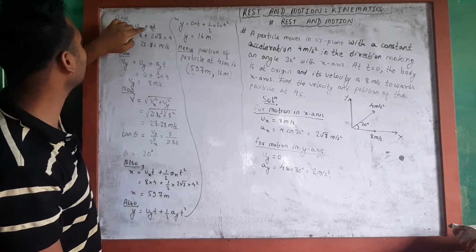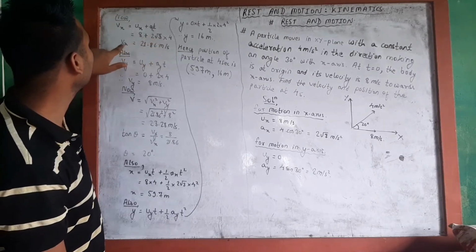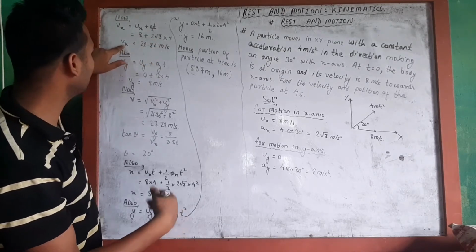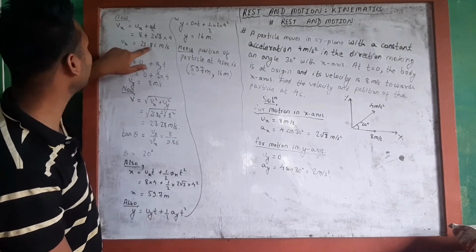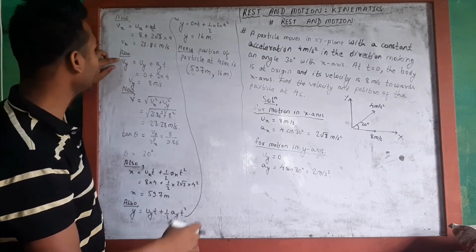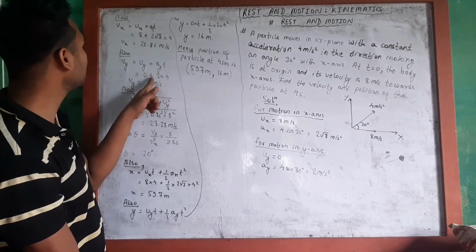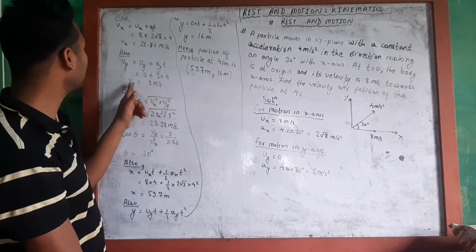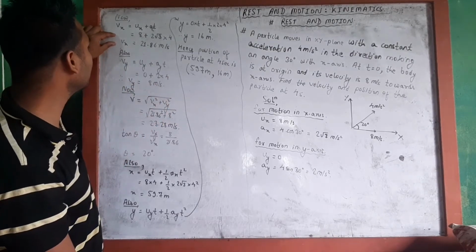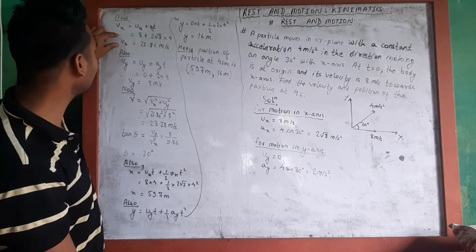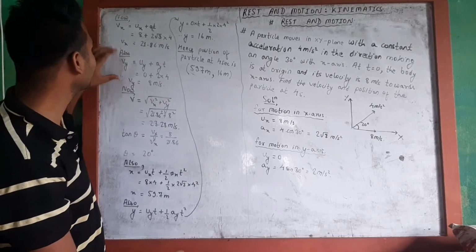Vx is equals to ux plus axt is equals to 8 plus 2 root 3 into 4, or final x component velocity, final velocity in x direction is 21.8 meter per second. Again, for the final velocity in the y direction, Vy is equals to uy plus ayt is equals to 0 plus 2 into 4. Therefore, Vy is equals to 8 meter per second. Here we have found the velocities in x direction and y direction separately.